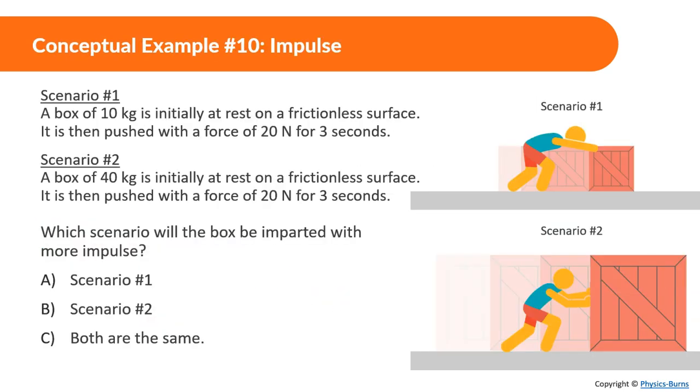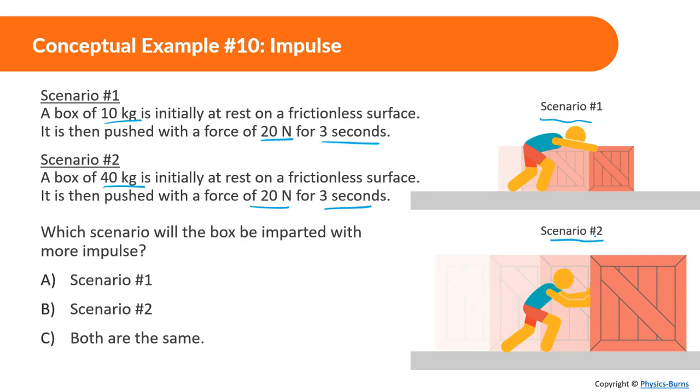Scenario number 1. A box of 10 kilograms is initially at rest on a frictionless surface. It is then pushed with a force of 20 newtons for 3 seconds. Scenario number 2. A box of 40 kilograms is initially at rest on a frictionless surface. It is then pushed with a force of 20 newtons for 3 seconds. Which scenario will the box be imparted with more impulse? Scenario number 1 or scenario number 2?